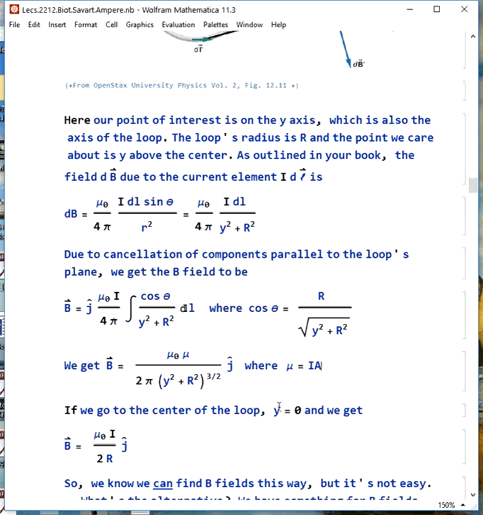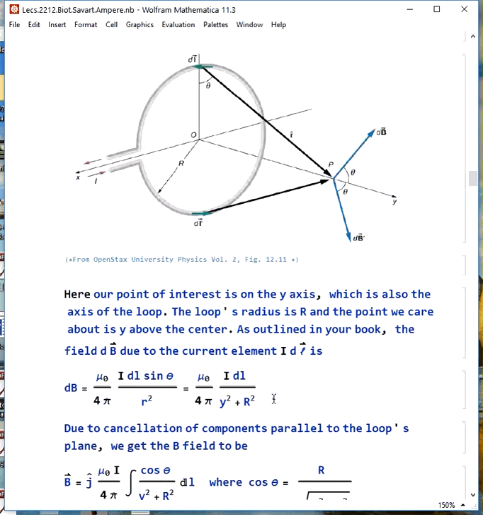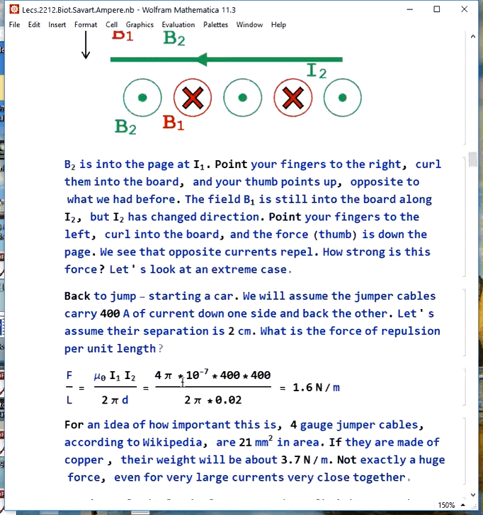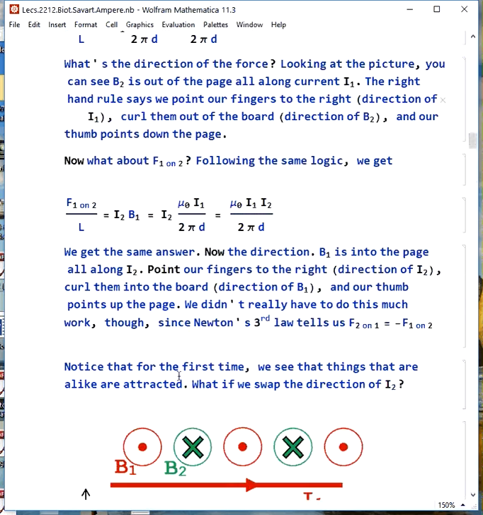Now, if we go to the center of the loop, y equals 0. So what do we get for the magnetic field there at that point? We get mu naught I over 2R. Now, don't confuse this with what we got for an infinitely long wire. That was mu naught I over 2 pi r, and that was a variable r rather than the size of a loop or anything. So remember, we also don't have that pi here for the loop. So we can find B fields like this, but we're not going to enjoy it.